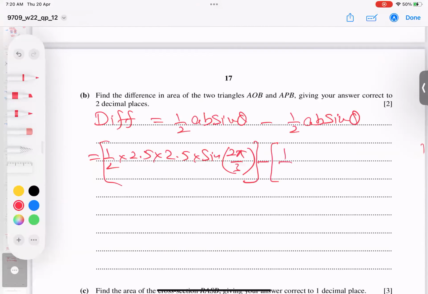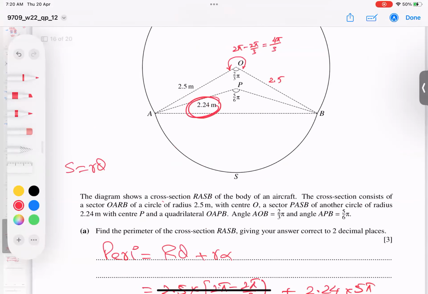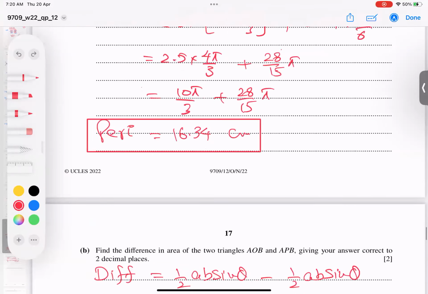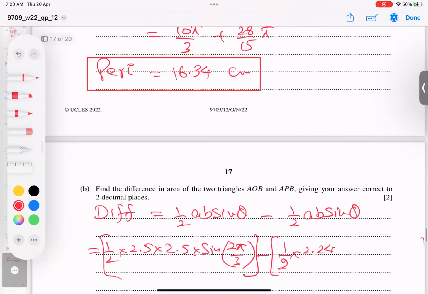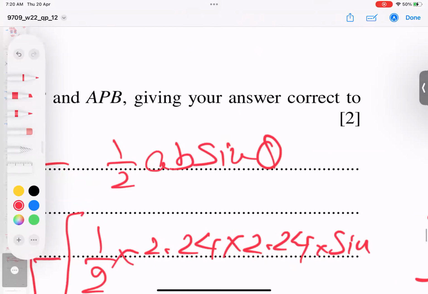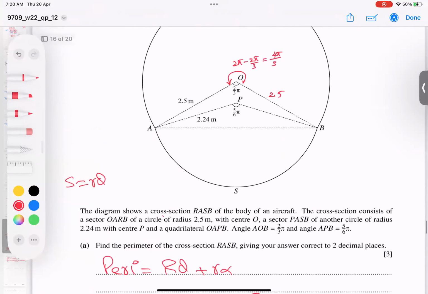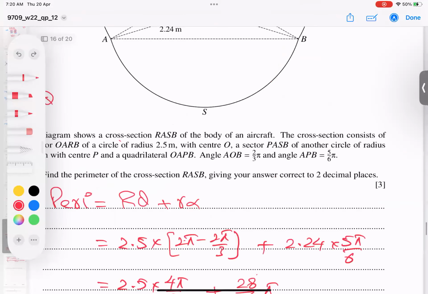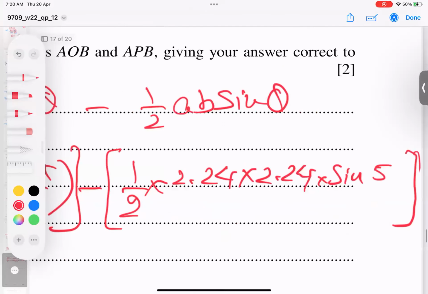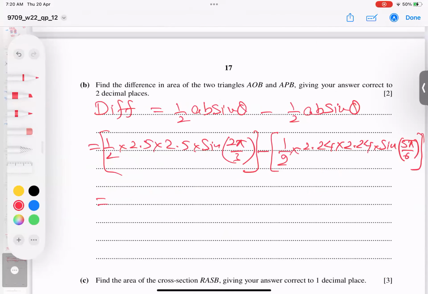And the second one, half into what is the other side? 2.24 and 2.24, because this side and this side. 2.24 into sine of, what is the angle? Angle is 5 pi by 6, 5 pi by 6. So it's just a matter of typing in the calculator.